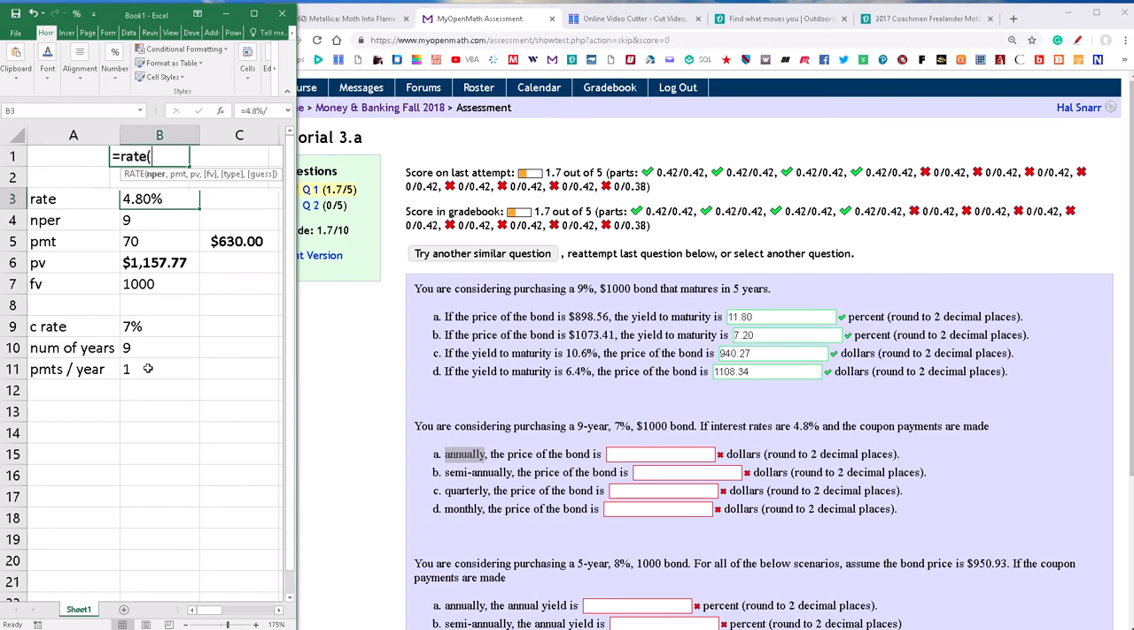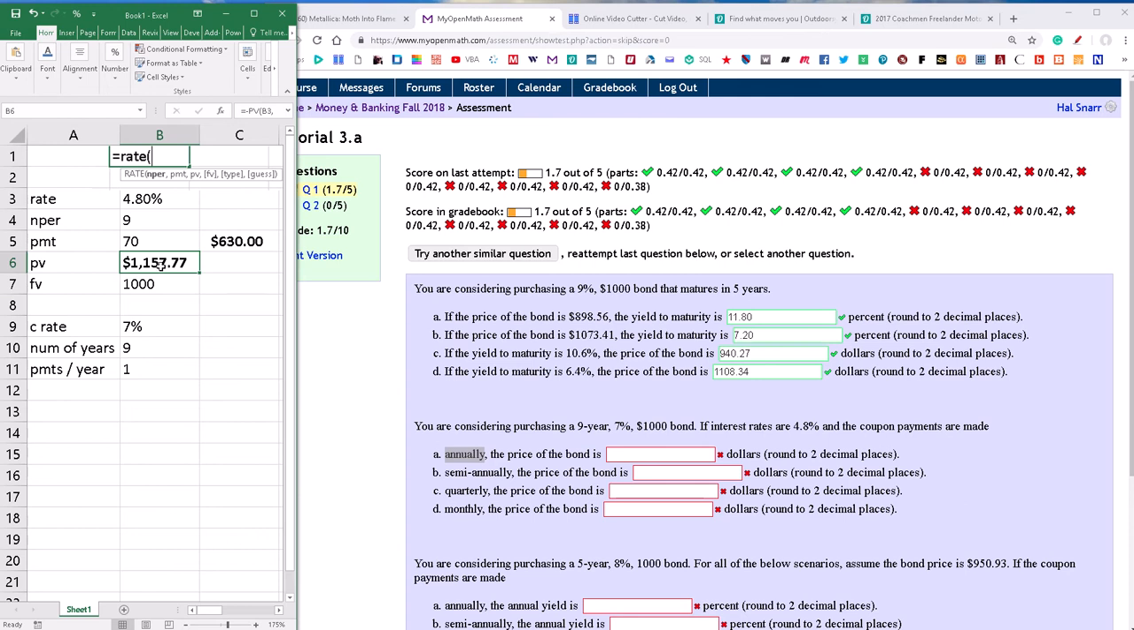Okay, and that makes sense because if we multiply this by 12, right? Obviously, we get 4.8%, right? Okay, so this is the total payments. This is the monthly interest rate. Our first one is an annual bond, so this is an annual interest rate.